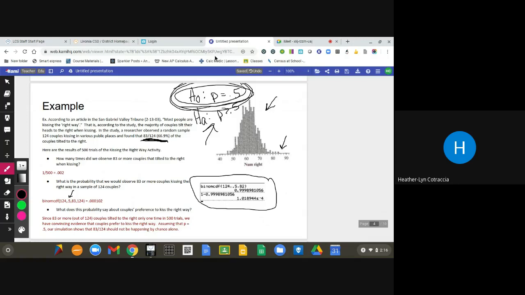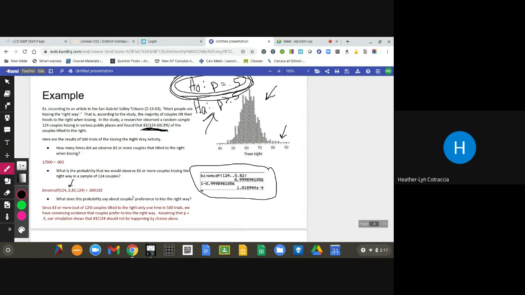Okay, so then it says, what does this probability say about the couple's preference to kiss the right way? So what that means is that, again, we are assuming that the probability is 0.5, that there is not a difference. Then the probability of getting 83 out of 124 is really, really small. So therefore, we can conclude, or we have convincing evidence that there might be a preference. Now, you should notice that I'm not using committed words. I always use like convincing evidence.